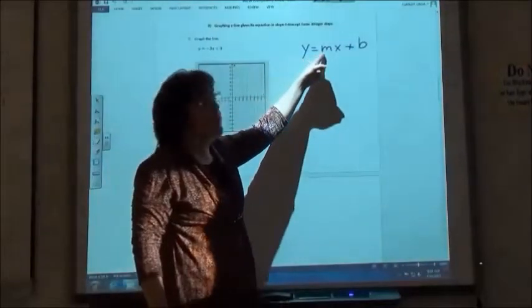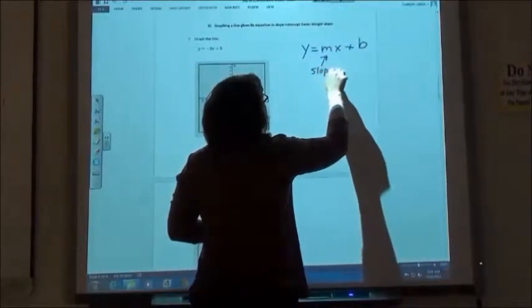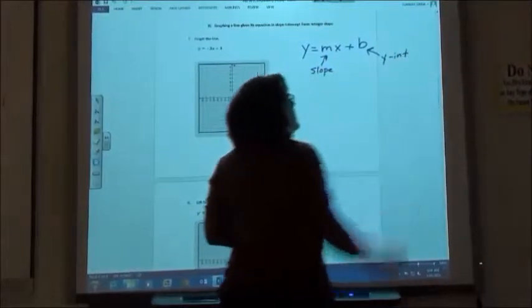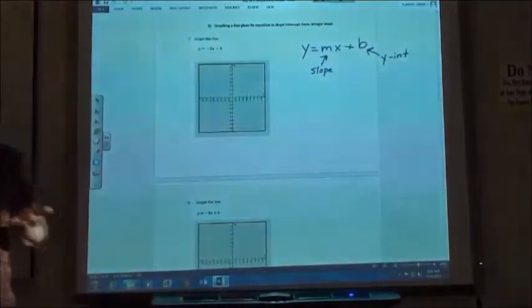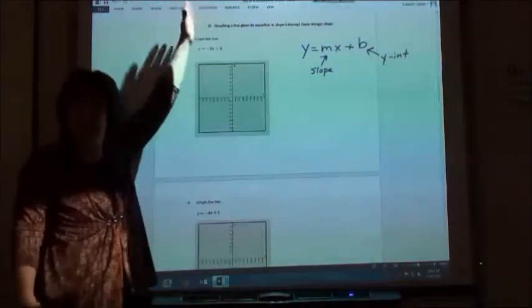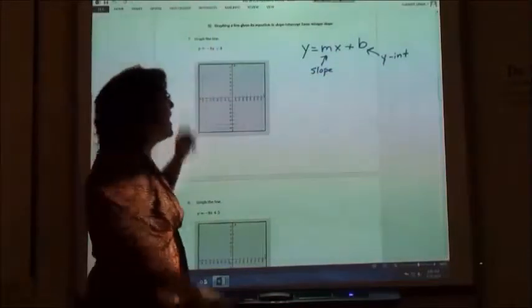We already talked about the number in front of the x being the slope. The number on the end is your y-intercept. Your y-intercept is where it touches the y-axis. The ones before this didn't have any numbers on the end. They always touched the y-axis right at 0 because there was no number on the end. These ones have numbers on the end.